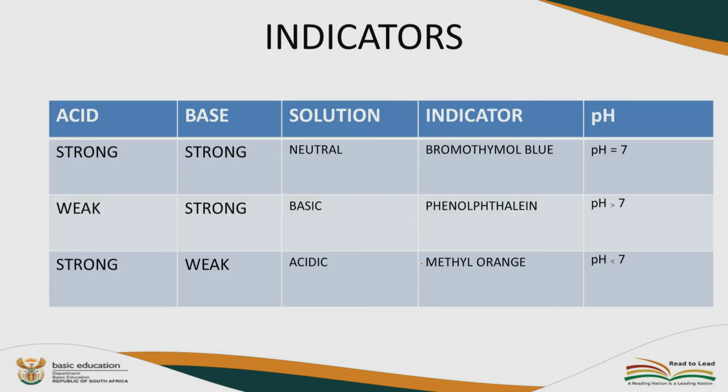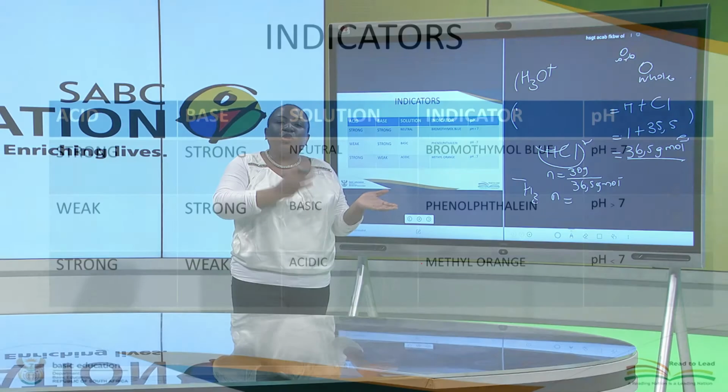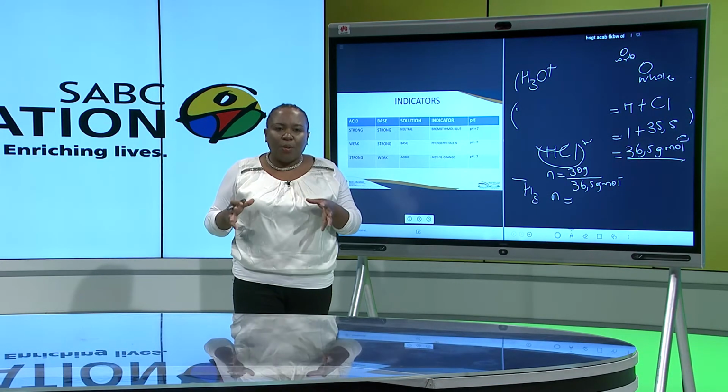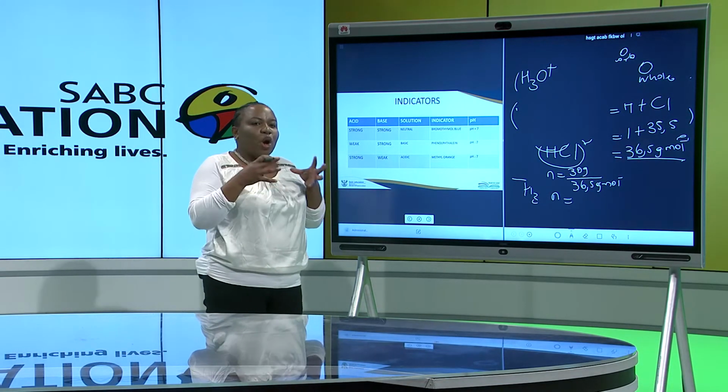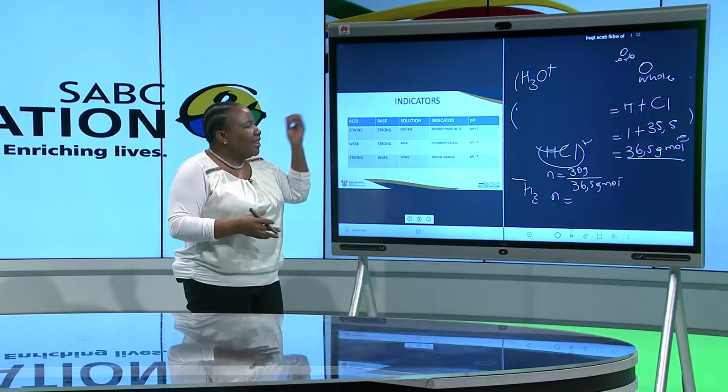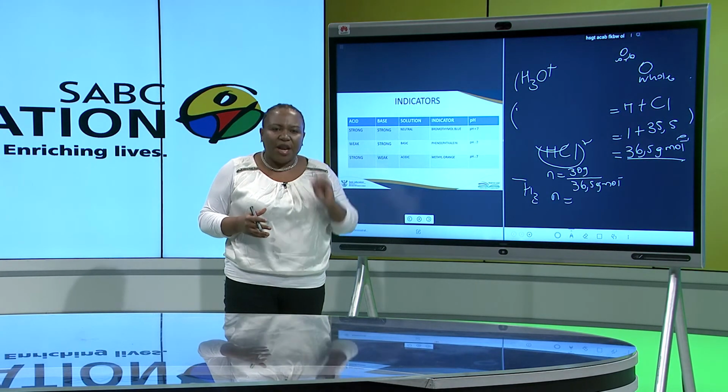Now, this table tries to explain, because we are not going to use any indicator for any reaction. We need to use suitable indicators for suitable reactions, as we have done with the catalyst before. We are using suitable catalysts for suitable reactions. Now, these indicators, we are going to use them because of the nature of the reacting acids and bases.